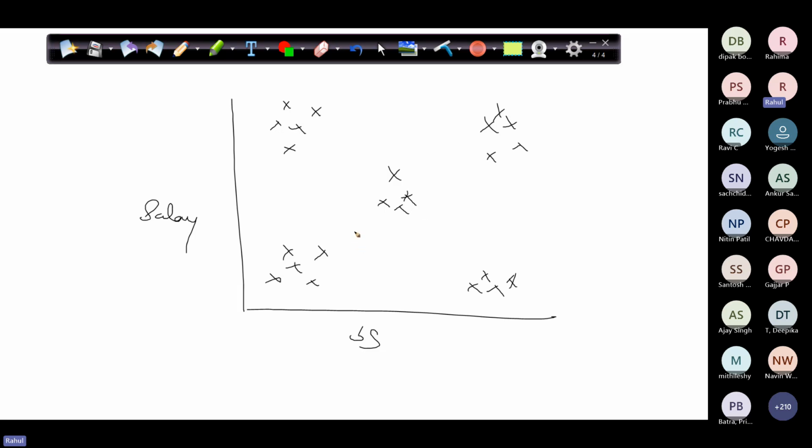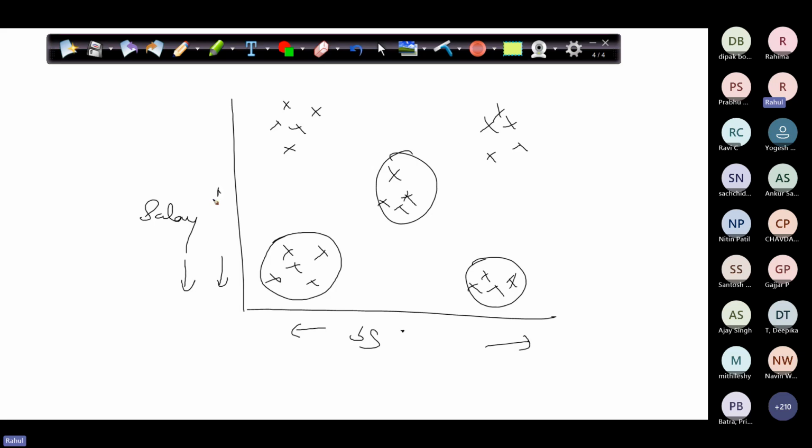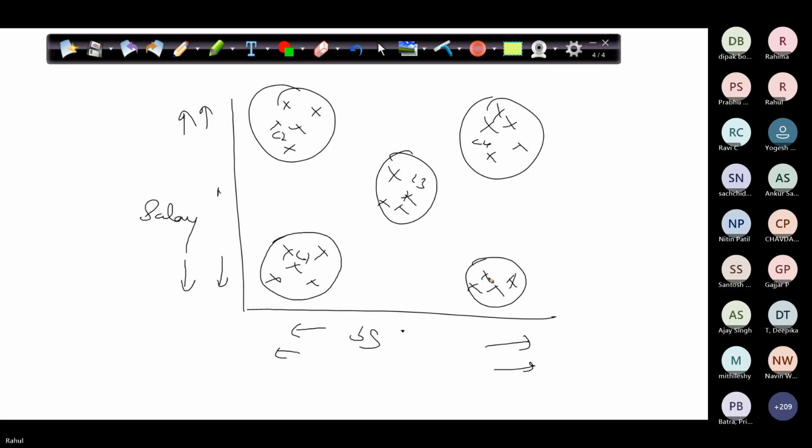So what are we understanding from here? These are the customers with low spending score and low salary. Same way, these are the customers with high spending score and low salary. These are the customers with average spending score and average salary. These are the customers with low spending score and high salary. And same way, these are the customers with high spending score and high salary. So these are the five clusters which we have created.